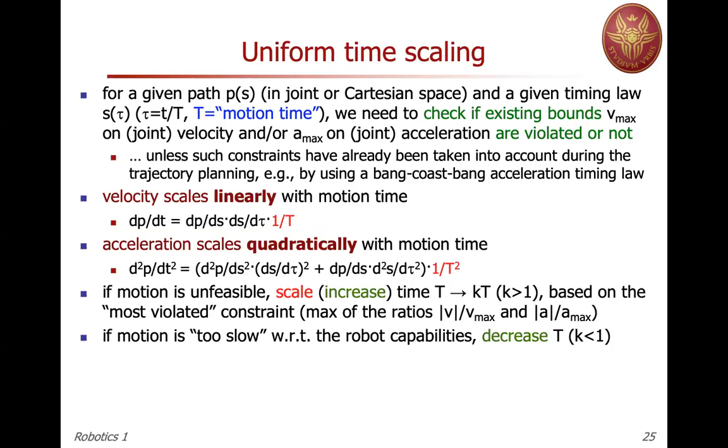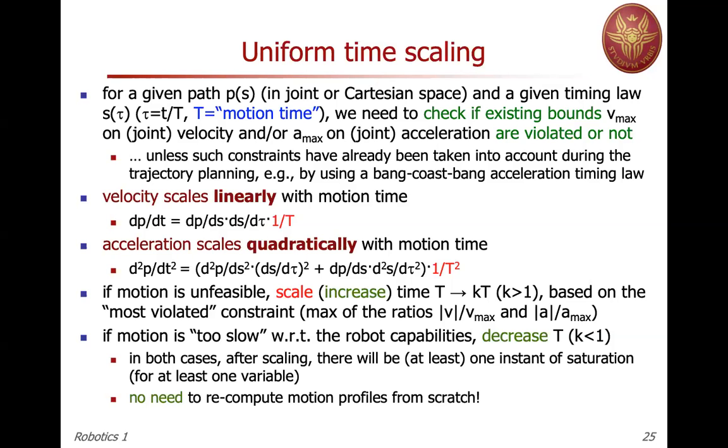If the motion is too slow, it means that all these bounds are largely satisfied, so you want to speed up motion in such a way that velocities are scaled linearly, so will increase linearly. Acceleration will increase quadratically with your factor k, but at some point, one of these will touch its bound, and then you have to stop. So this computation can be done without trial and error, but just looking at the formulas, okay?